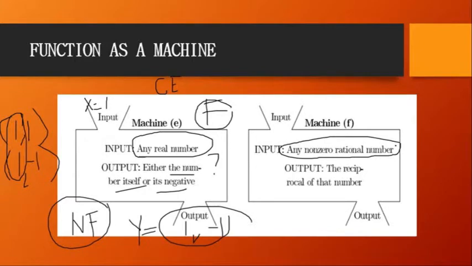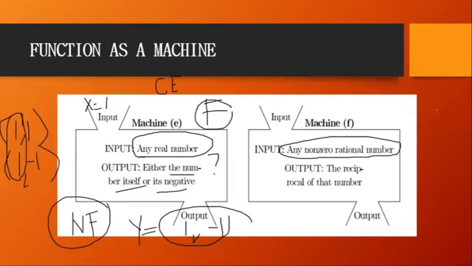hanggang positive infinity. So imagine kung ilang numbers yon. Tama? Para lang din siyang machine E. Yun nga lang, tingnan niyo po yung output natin. Possible output. The reciprocal of that number. Okay? Kahit mag-try ka dyan ng 3 hanggang 10 numbers, never mauulit ang reciprocal. Okay? Each number or each real number has its unique reciprocal.